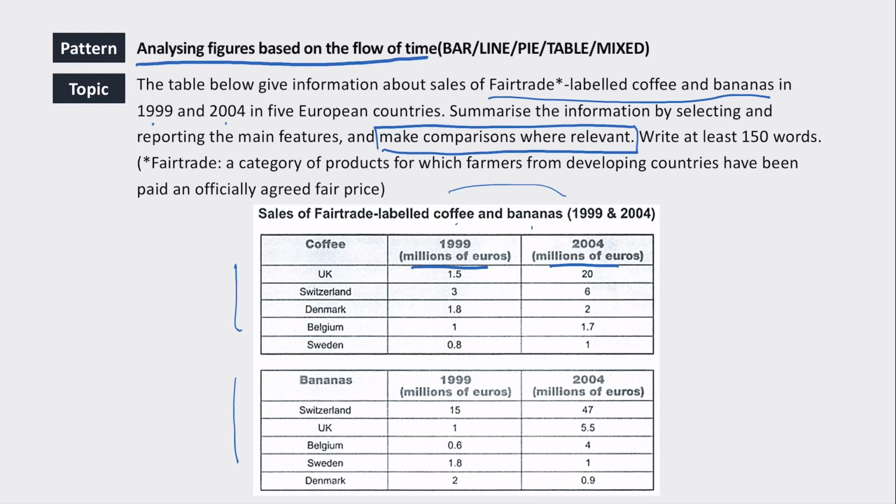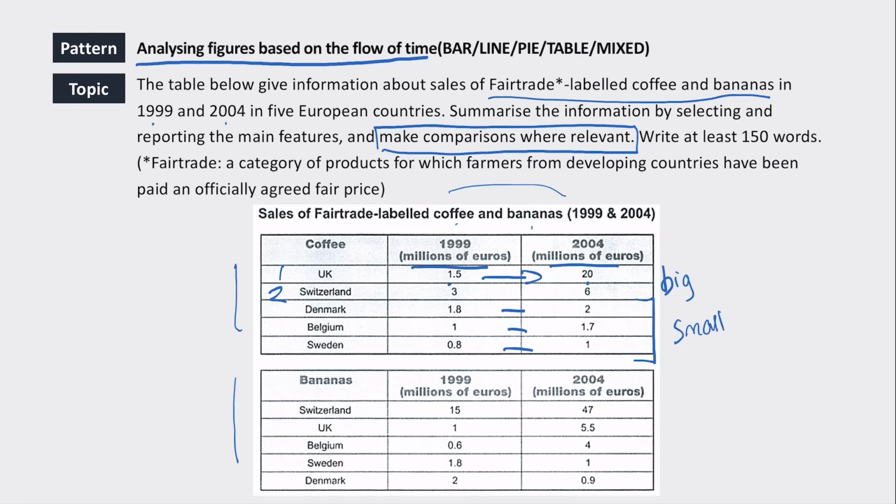So let's look. So the UK is number 1 for coffee, and there's a huge increase, right? This is a really big increase from 1.5 to 20. Switzerland's second, and they've also got a big increase from 3 to 6, and then everyone else has got this much smaller increase. Okay, so that's kind of like you're thinking this is going to be my first comparison. We've got a big increase, and then we've got a small increase here. Okay, so you can compare between those.